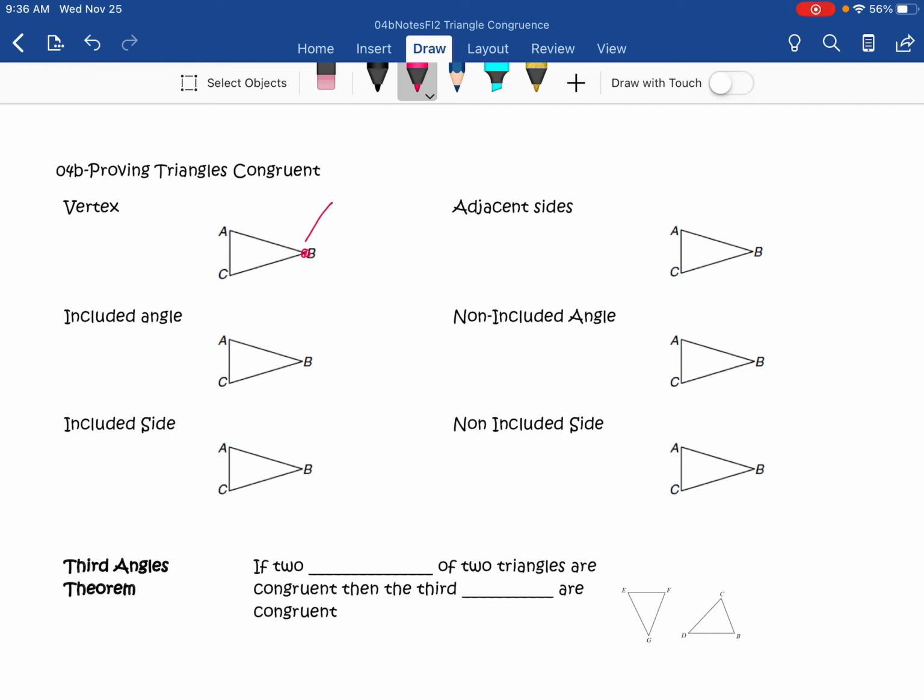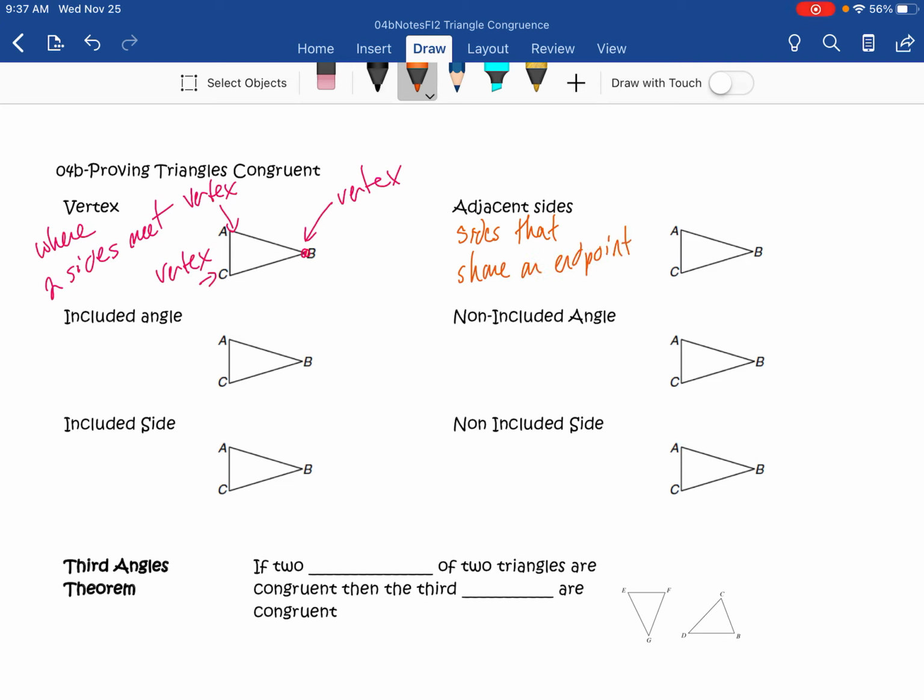A vertex, well, this is a vertex. It's where two sides meet, the point at which two sides meet. Okay, so these are all vertices, if you didn't know that. So it's where two sides meet. Okay, adjacent sides. Adjacent sides are sides that share an endpoint. So if we're talking about adjacent sides, AB and BC would be adjacent.